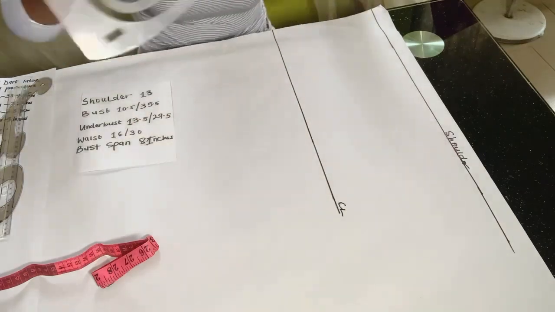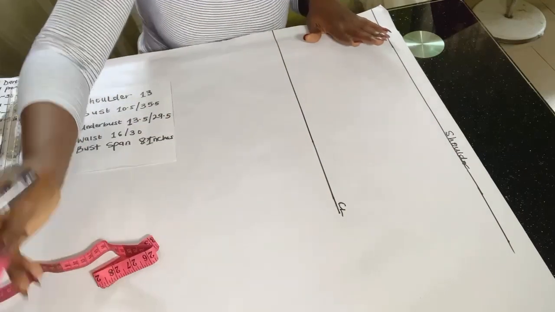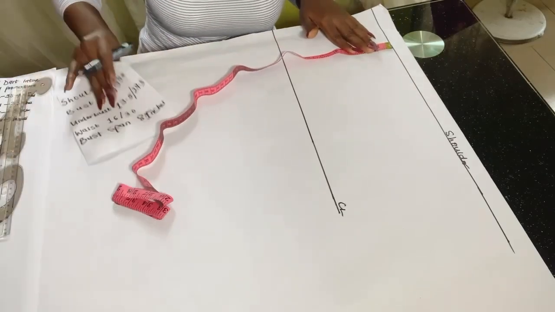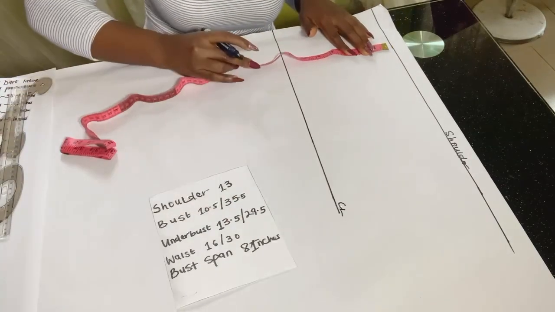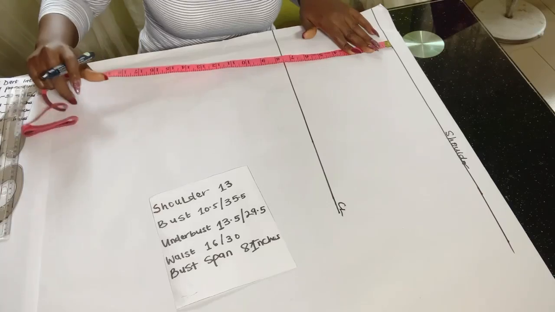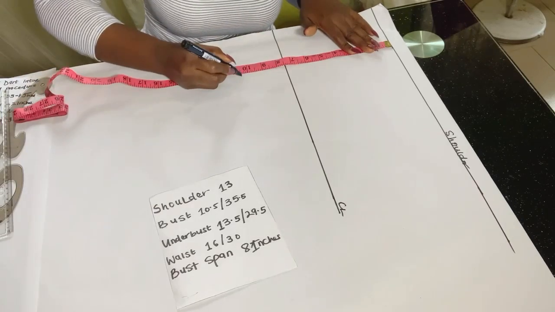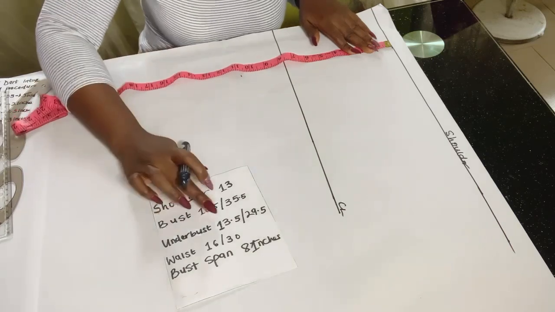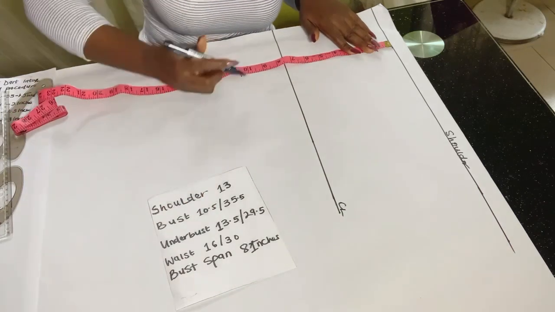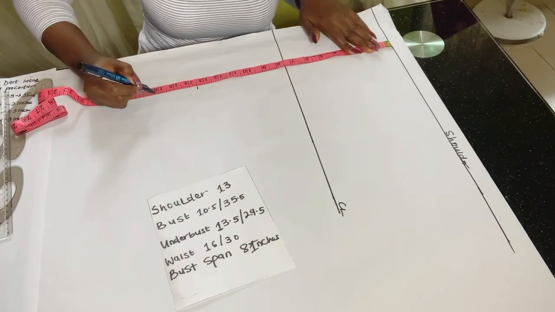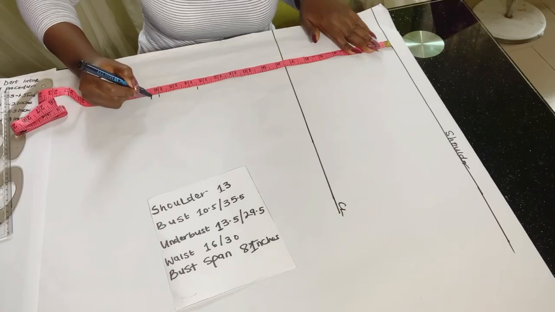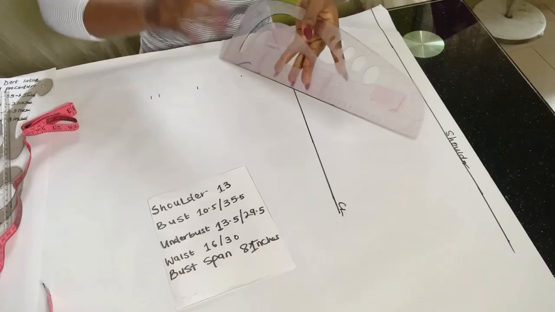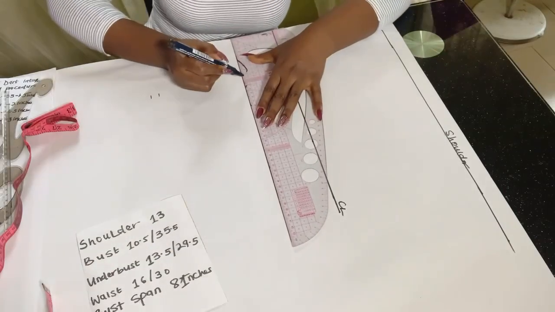So the next thing, we're going to be taking our vertical measurement first. So the next we're going to be taking is my bust. So we're going to be taking the vertical. So my bust is 10.5. Then because this is a PrincessDart, we're going to be using our under bust measurements. So my under bust measurement is 13.5. Then you take your 16 inches, then your ½ inch for joining. Don't forget that. Then I'm going to be ruling all that out now.